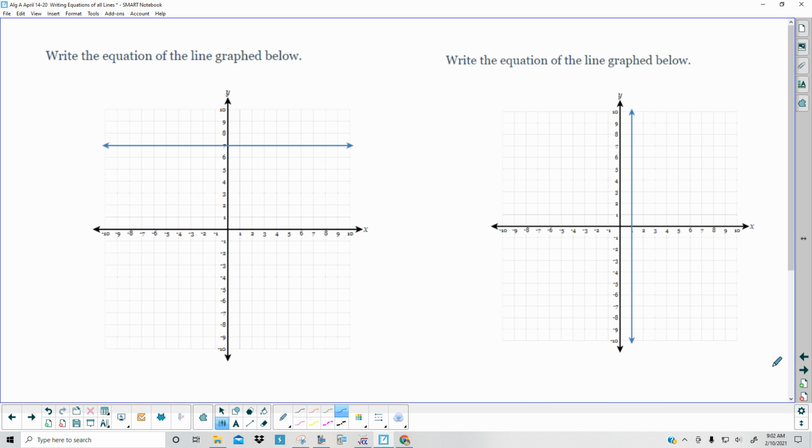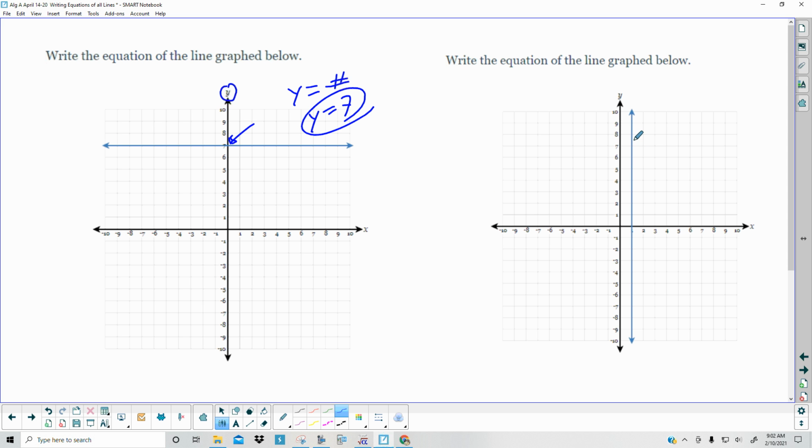Okay. When it's a horizontal line, remember it's only crossing the y, so the equation only has the y. It's y is equal to some number. And you look at the y-intercept, which is 7. And you're done. That's it. Nothing more to do.